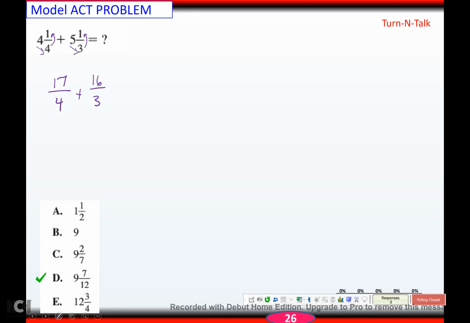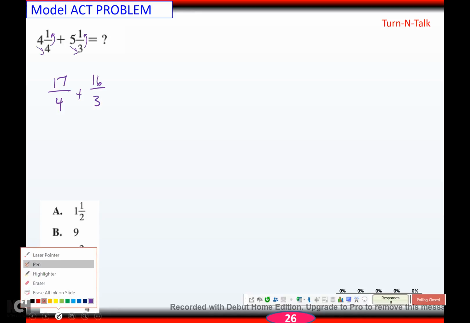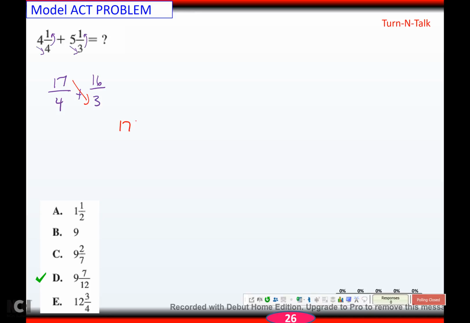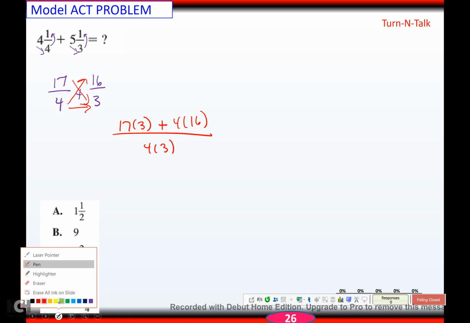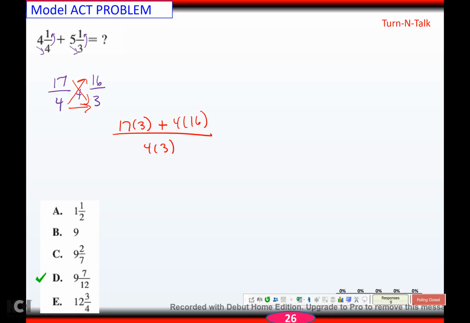So then if you do our whole crisscross straight across to get a common denominator, criss would be 17 times 3 plus cross would be 4 times 16 over straight across would be 4 times 3. And it's just a crisscross straight across is a way to add fractions and to get a common denominator. It might not be the smallest, but it will always get you a matching denominator. So 17 times 3 is 51 plus 4 times 16 is 64 over 4 times 3 is 12.